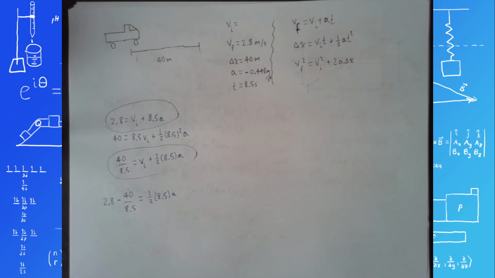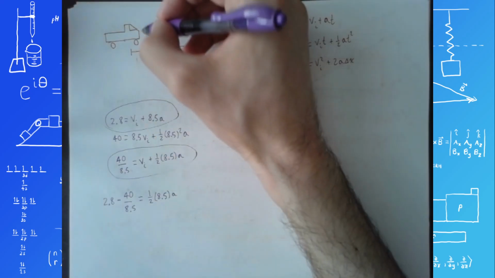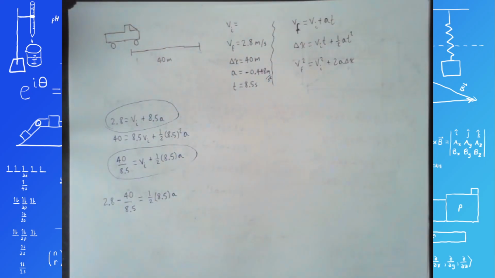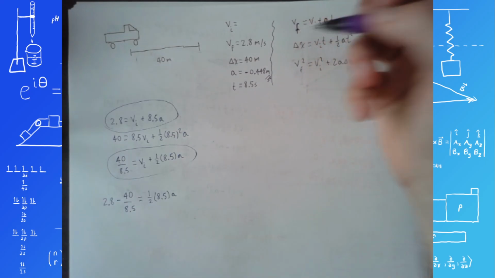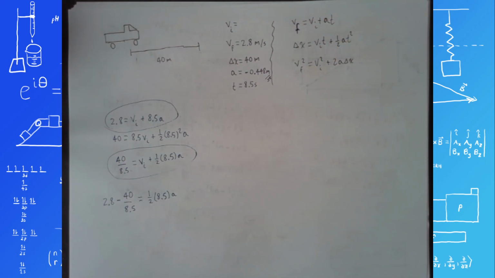Okay, does it make sense for my acceleration to be negative? Well, yeah, the truck was moving forward. Its initial velocity, whatever it is, has to be in the forward direction, which we have indicated as being positive here. So it makes sense that the acceleration would be negative if the truck is slowing down. Slowing down means acceleration and velocity are in opposite directions. So if velocity is positive, acceleration must be negative. So that so far is making sense.